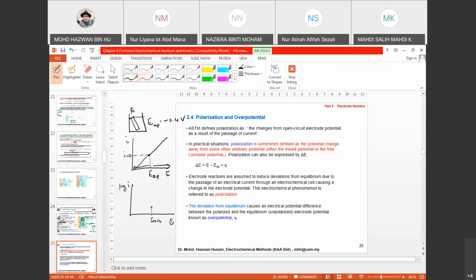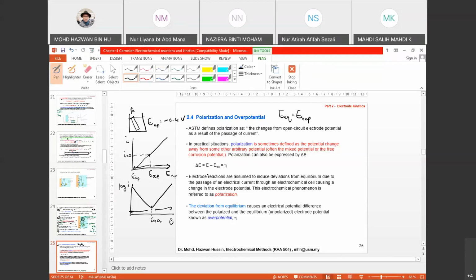So this is actually log. You can have an increase if you do anodic polarization, and also a negative linear if you do cathodic polarization. So the change of potential, because this is actually the equilibrium. Remember that equilibrium potential is also equal to open circuit potential. So this is actually the applied potential, E applied, right?